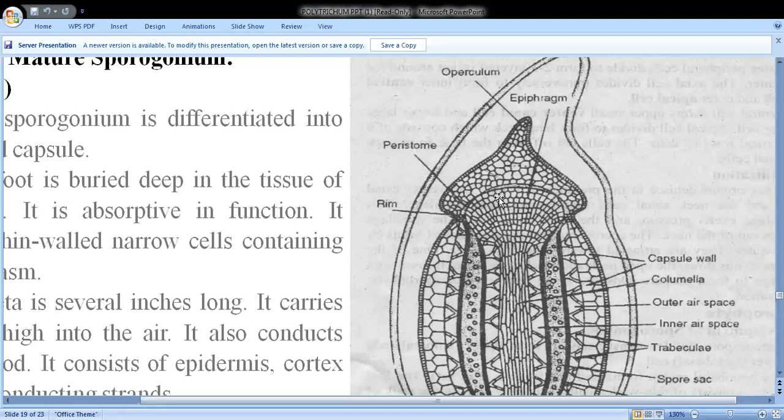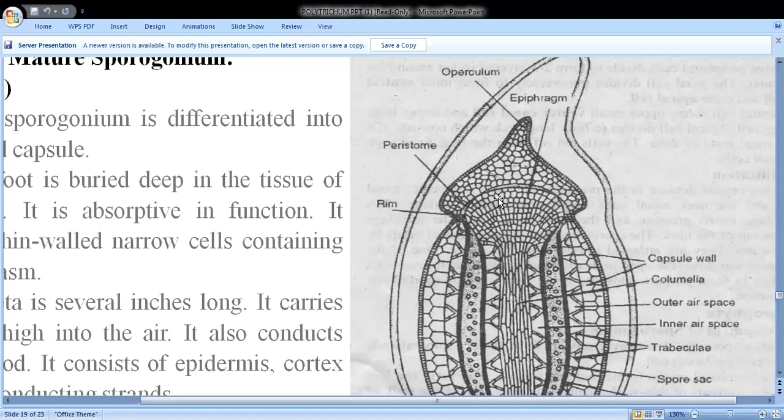Okay, the lower part of these peristomial teeth is attached to the middle of the capsule, while the terminal part is attached to the margin of the epiphragm. When the thin walled cells between the teeth dry up, a wall of pores is developed at the epiphragm. So the columella in the middle of the capsule and the operculum form a broad wheel-like structure. This epiphragm is present on this structure.